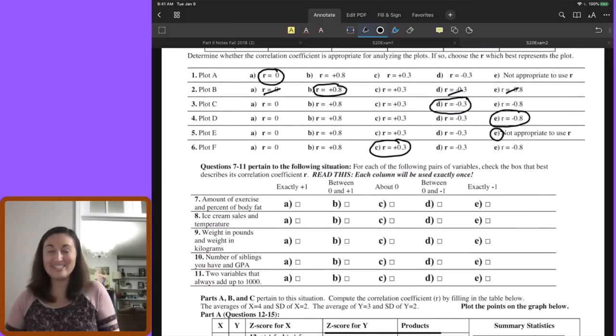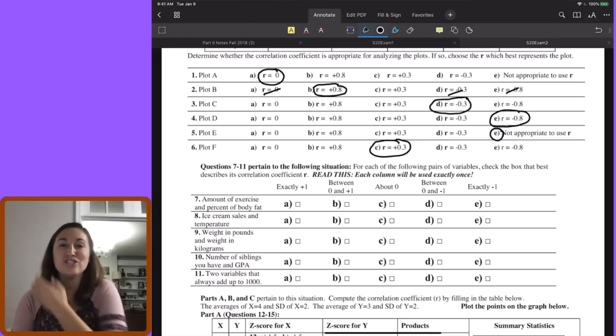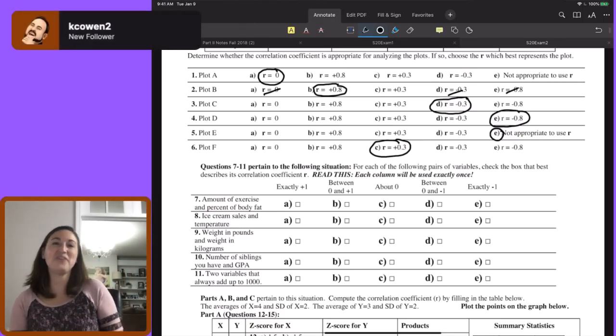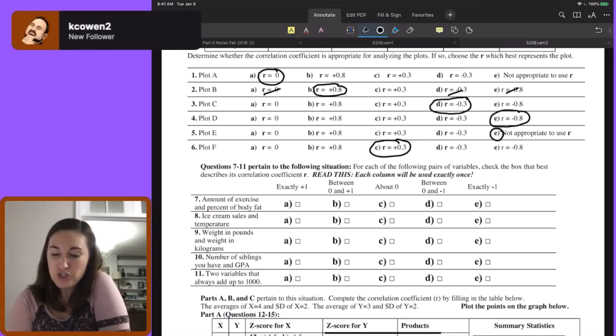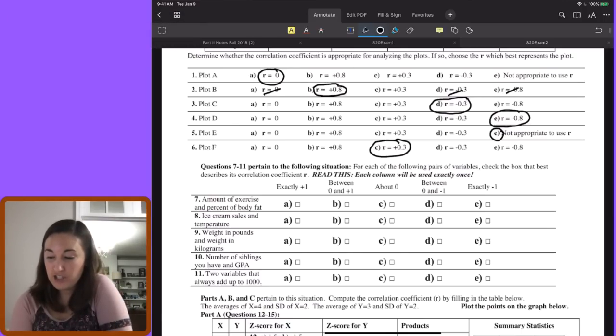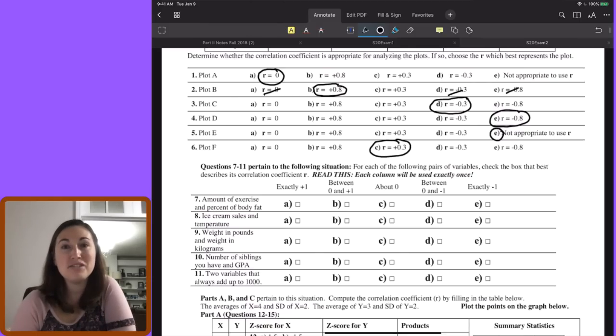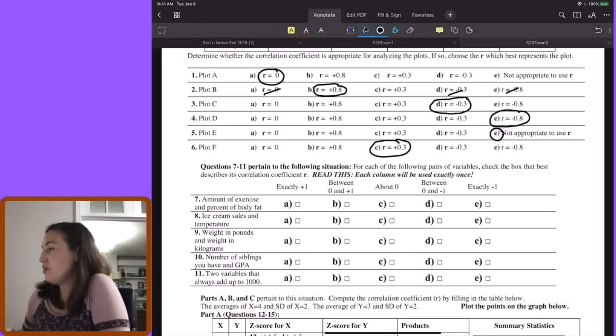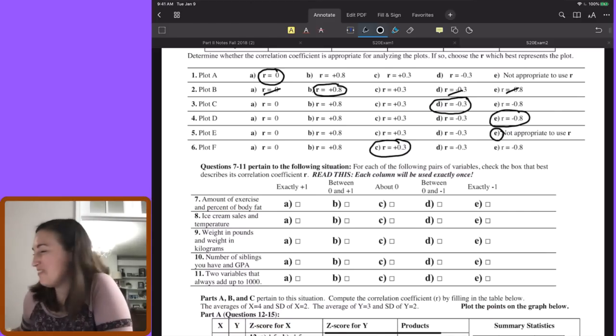So these questions, I've gotten a lot of questions about this particular question at office hours. It says, we are looking at the following situation. For each of the following pairs of variables, check the box that describes the correlation coefficient R and will be used exactly. So I'm going to give you guys a rundown of how to do these problems.